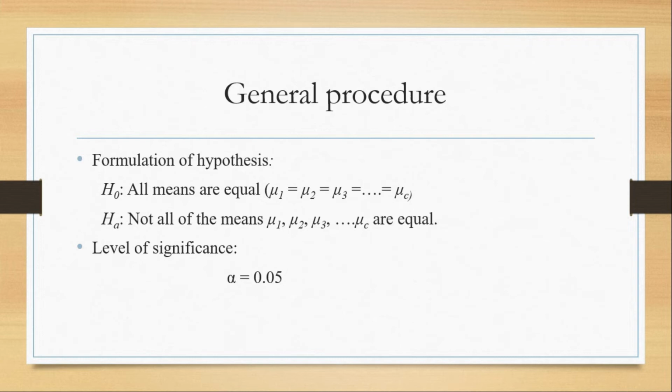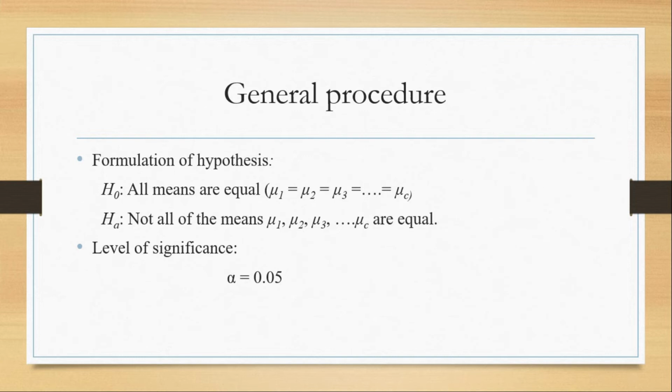Let us discuss the general procedure of the F distribution. The general procedure consists of all the 6 steps of hypothesis testing. One of the steps is formulation of hypothesis. In the two-sample test, we write down the hypothesis that mu1 is equal to mu2.